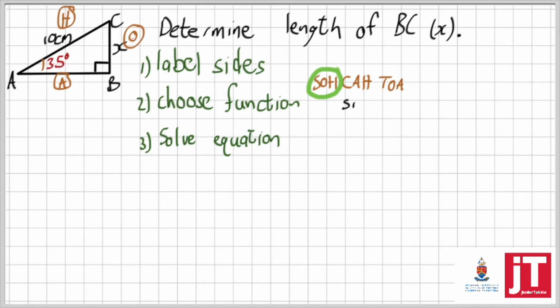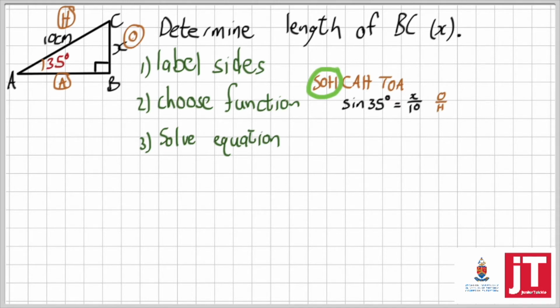So writing out sin of 35 degrees, opposite over hypotenuse, which is x over 10. Now I'm done with the second step. I chose my function and I wrote down the equation for it. How do I now get that x alone?